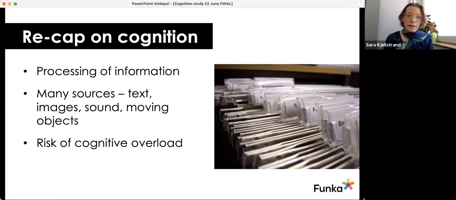All these things go on in parallel at the same time as you are listening to me, and as I'm reading, or you are perhaps reading the text in the presentation. And if there are too many things going on at the same time, there is a risk of cognitive overload. This is true for everyone, regardless of whether or not you have a cognitive impairment, which is also why cognitive accessibility is so important for all of us.